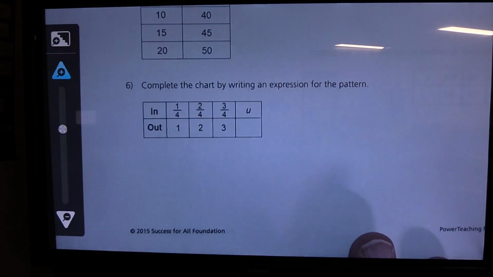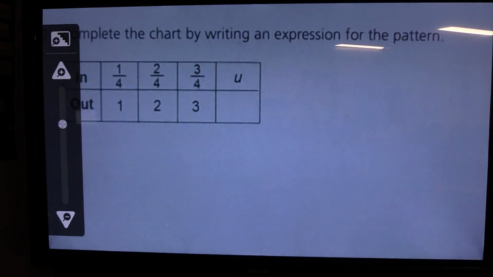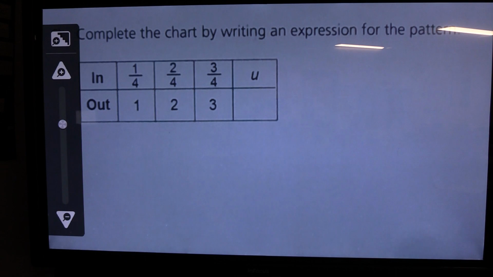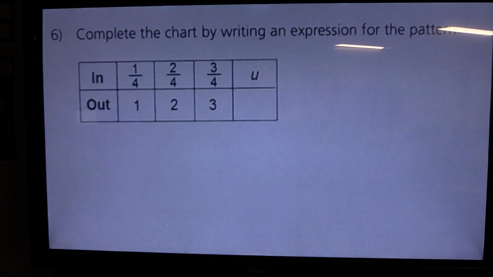Number 6 says, complete the chart by writing an expression for the pattern. Now, it will be an algebraic expression because we're going to have variables in it. And I see some hands already. You have a question, child?